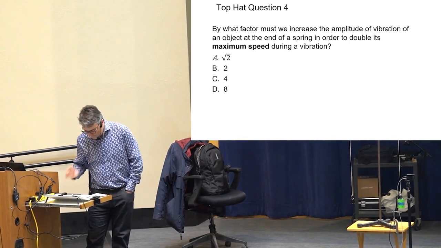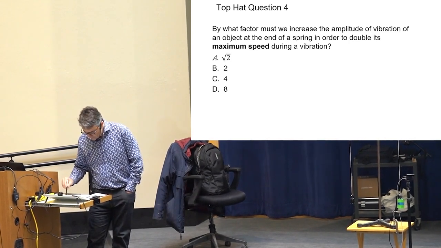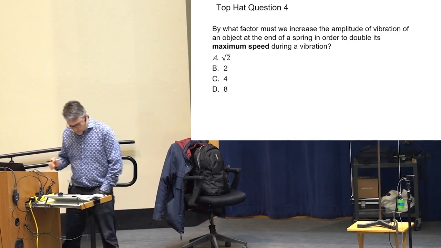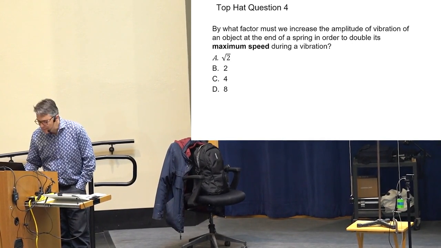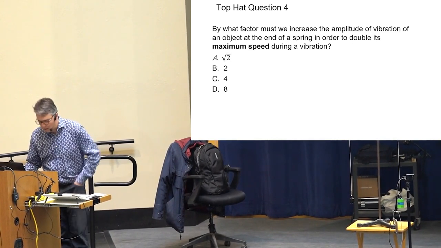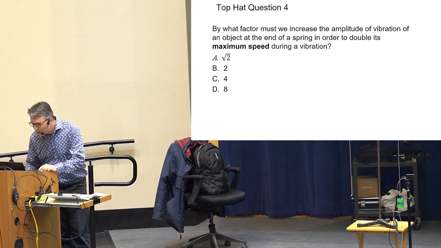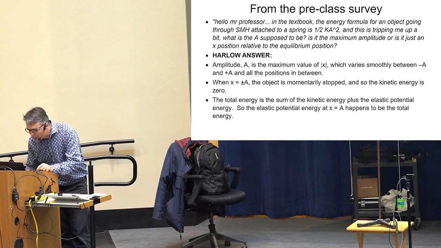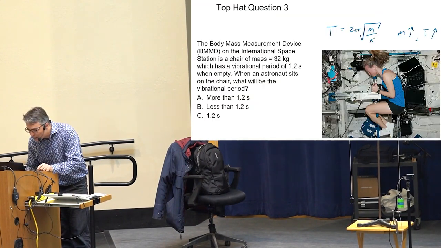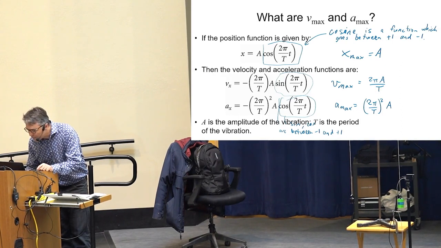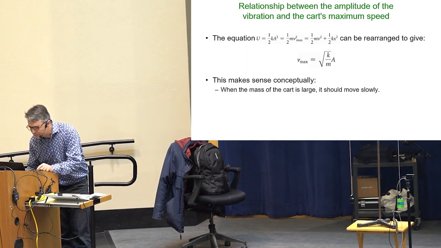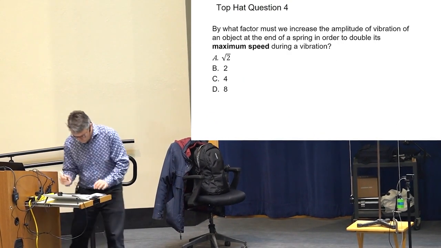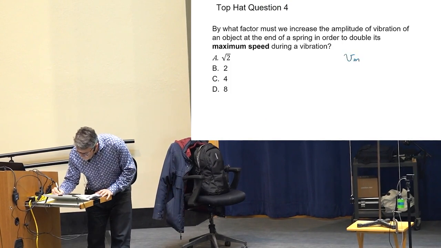What are we doing again here? So this, I think, is actually asking about maximum speed. It was way back here. I went through it kind of quickly. It was this one: Vmax is equal to 2 pi A over T. So let's go forward again. Okay, this one. Vmax.